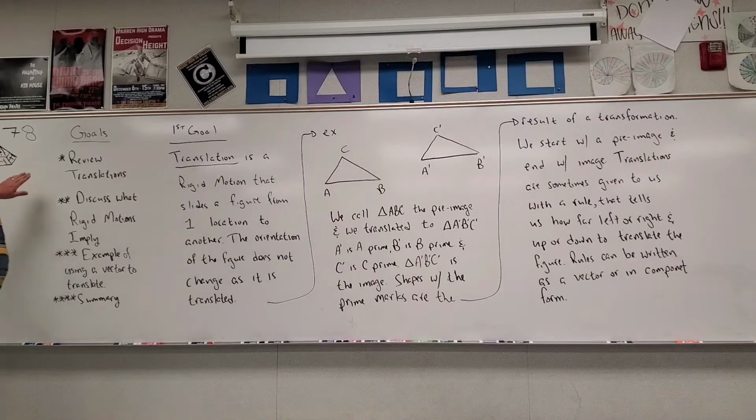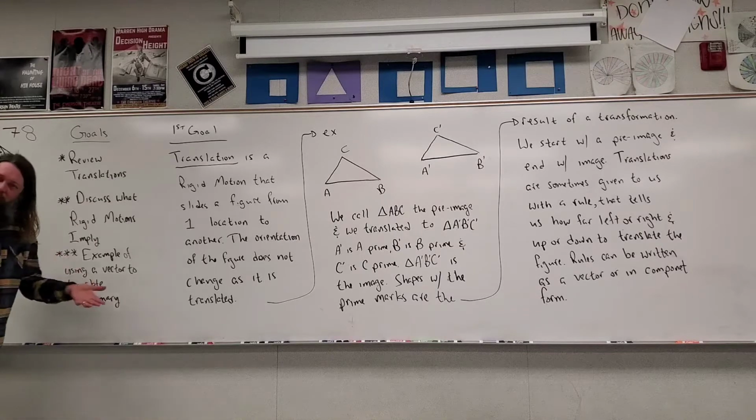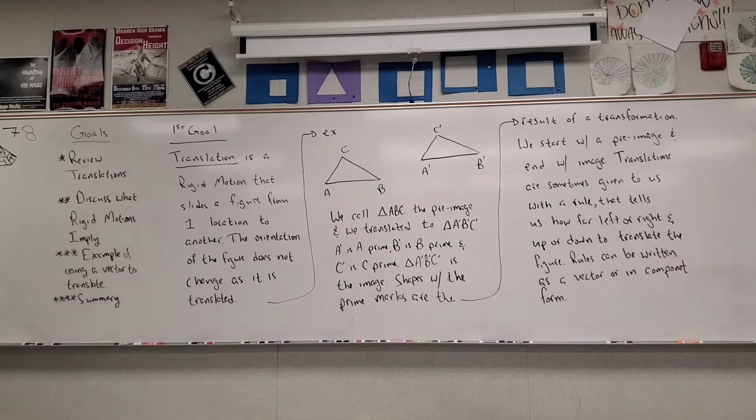Our first goal is going to be to review translations. Our second goal is going to be to discuss what rigid motions imply. Our third goal is going to be an example of using a vector to translate. And our fourth goal is going to be to summarize what this lesson was about, go back and revisit all the ideas. All right, so let's jump into our first goal, and that's to review translations.